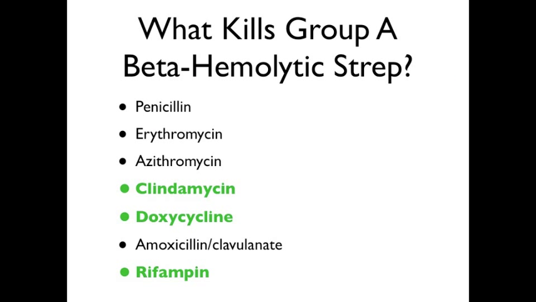So what antibiotics do we use to kill strep? This is group A beta hemolytic strep, the same one that causes strep throat. Lots of things kill this: penicillin, erythromycin, azithromycin, clenda, doxy. The ones in green are the ones that overlap with staph treatment that I'll show you on the next slide. But the nice thing about strep is that it's easy to kill. Lots of drugs kill this one.